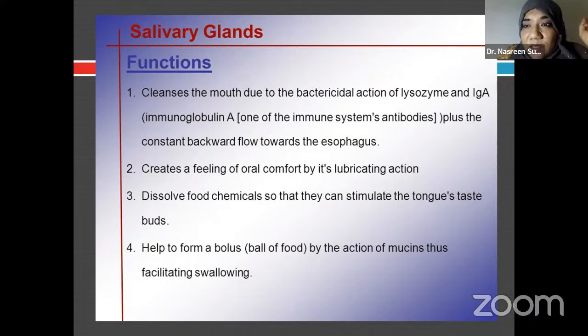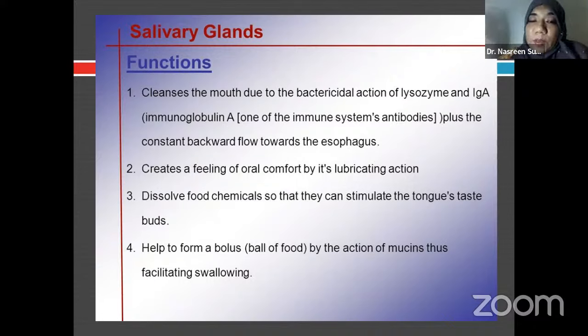The third function is to dissolve the food chemicals so that they can stimulate the tongue's taste buds. Okay, so that is how we get the taste, because only when the food components are dissolved in the saliva will we get the taste.